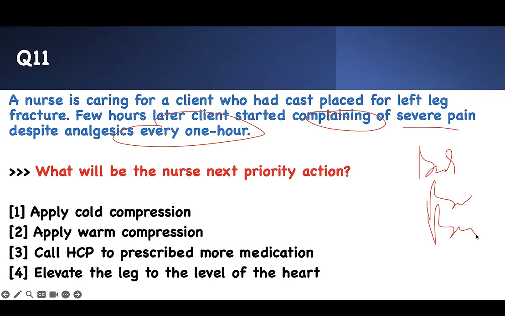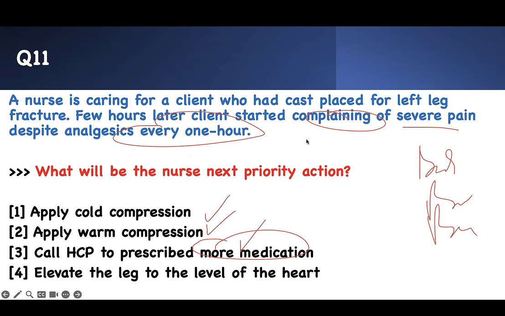Do you want to remove the cast? Whatever you want to do, but that's not one of the answer choices. So what do you want to do? Cold compression, you temporize the thing. Warm compression, you temporize the thing. Calling the provider is good, but you're asking for more medication.